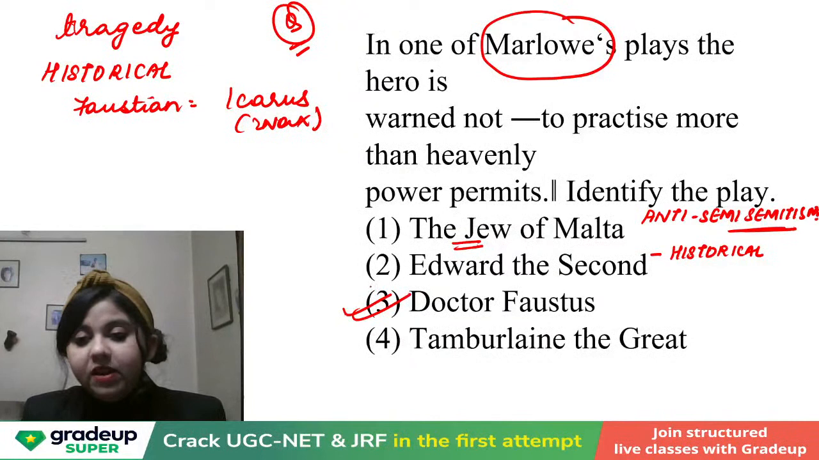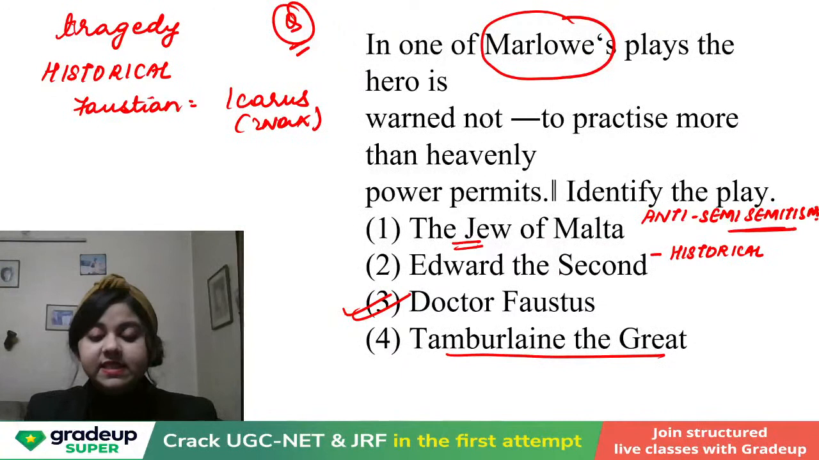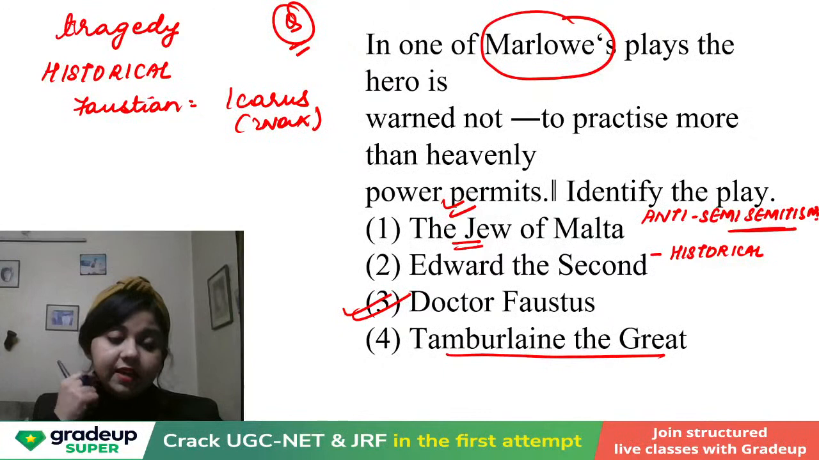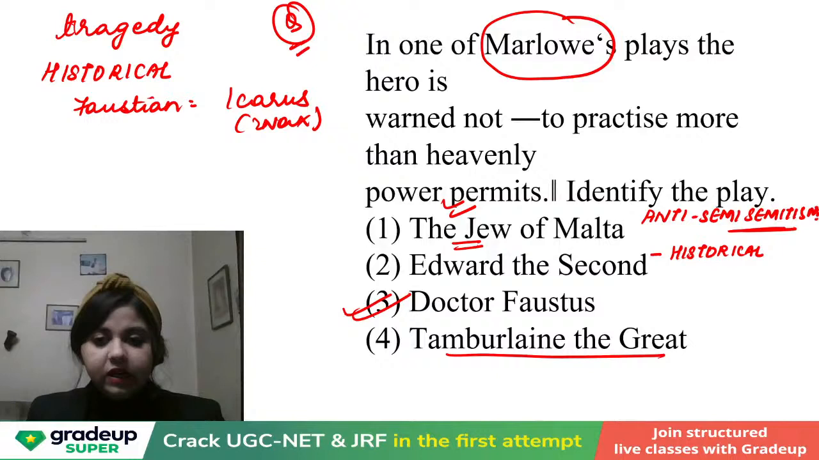Tamburlaine the Great tells us about a Machiavellian character. Even when you talk about The Jew of Malta, Barabas is also like a Machiavellian character, and Tamburlaine the Great is showing you how a leader has to be Machiavellian. A leader needs to rise to power. However, there's this tragic end also that is shown, right? So all the important themes, literally, we can see in Christopher Marlowe, they come alive. And Marlowe is very important. Let's see at the classroom platform. I think most of you were able to answer this question.